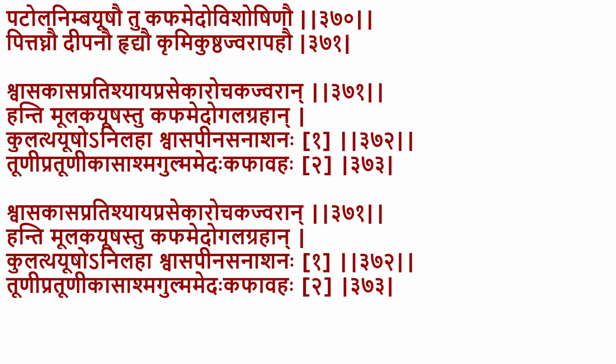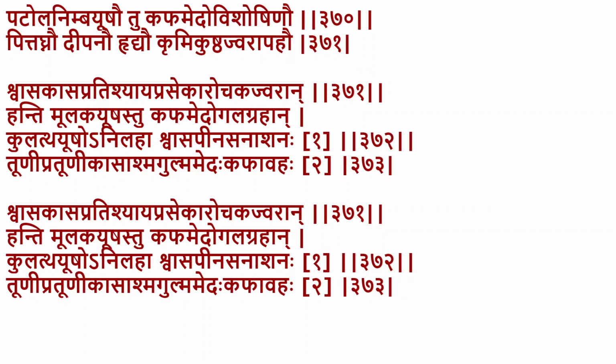Then Patola Nimba Yusha is Kapha Medo Vishoshana, Pittagna, Deepana, Hritya, Krimi Kushtajvarapaha. Soup prepared with patola and nimba has the same property and is used for Krimi, Kushtha and Jvara. Mulakayusha, soup prepared with radish, has the same properties like Shwasa, Kasa, Pratishyaya, Praseka, Arochaka removed.